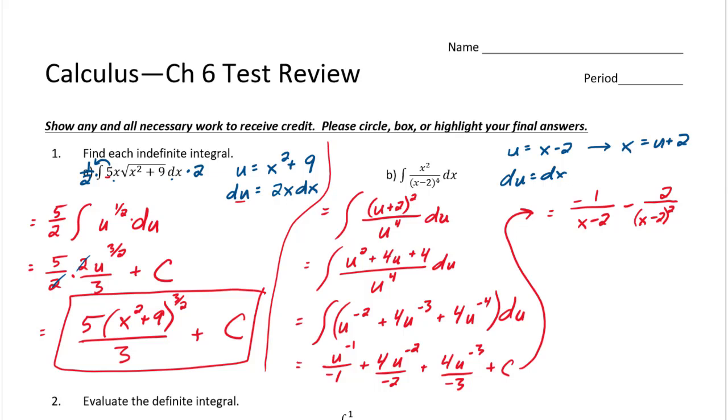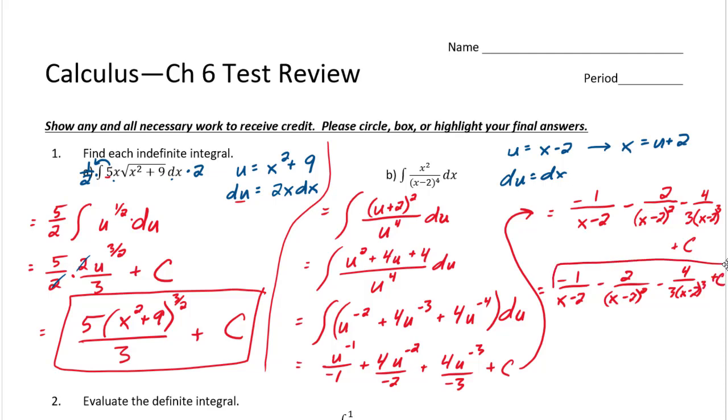And I'm already squishing myself here as well, but this one would become a minus 4 on top, and then the denominator would end up with a 3, x minus 2 being cubed, and then there would be a plus c. So let's see if I can write this a little bit cleaner here in the next line. So negative 1 over x minus 2 first term, minus a 2 over x minus 2 squared for the next term, minus a 4 over 3 times x minus 2 cubed, and then plus a c at the end. And there we go.